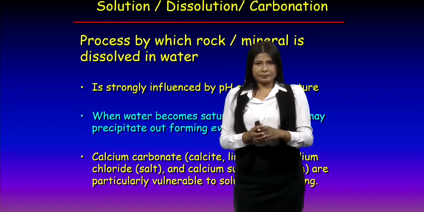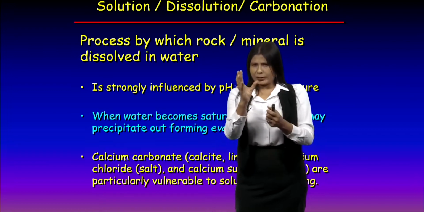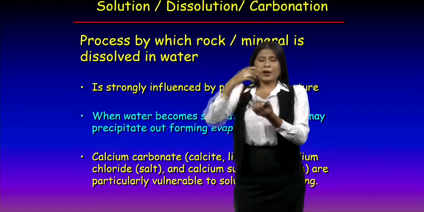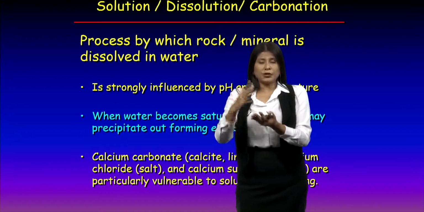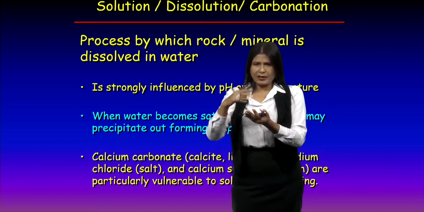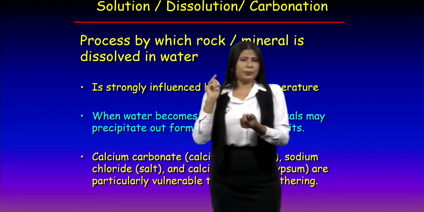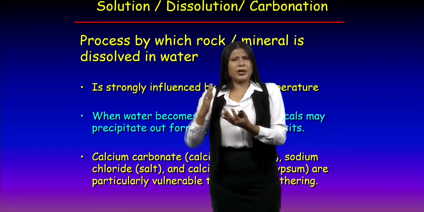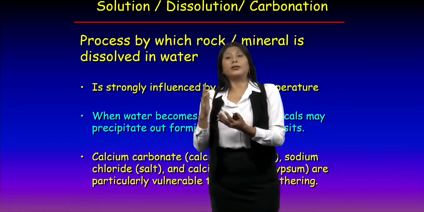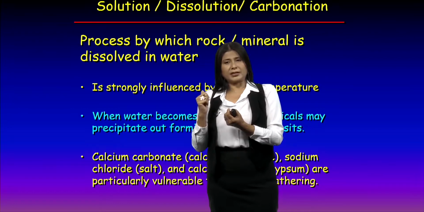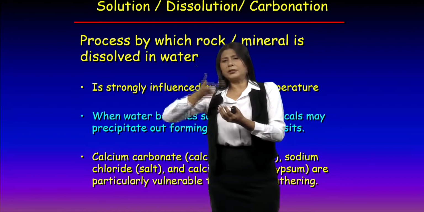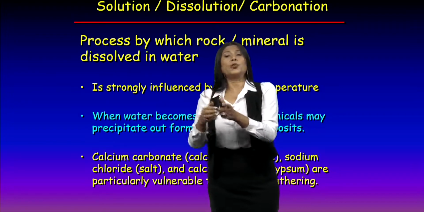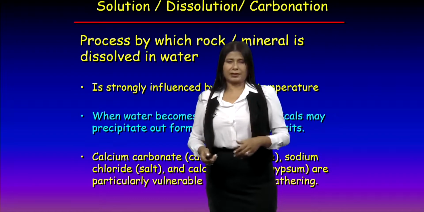An example: I take salt, stir it in a glass of water, 1 spoon, 2 spoon, 3 spoon, 4 spoon, and then a time will come that it will no longer dissolve because it has become saturated. So, such kind of saturation happens in the chemical weathering environment. But sometimes, if you evaporate the water, these salts will get precipitated or deposited once again as the evaporite deposit.